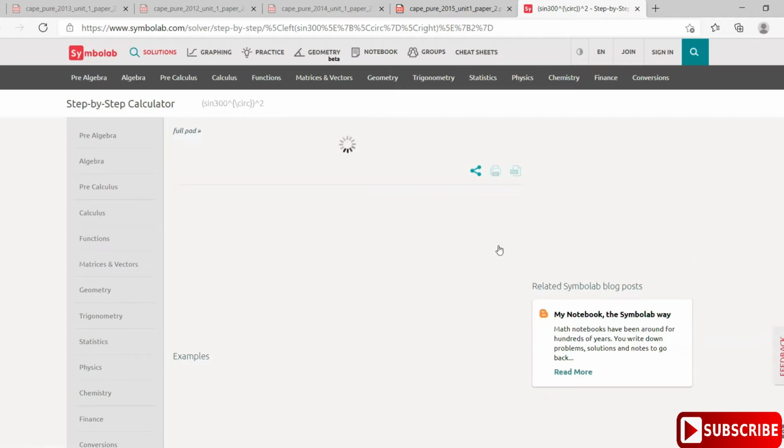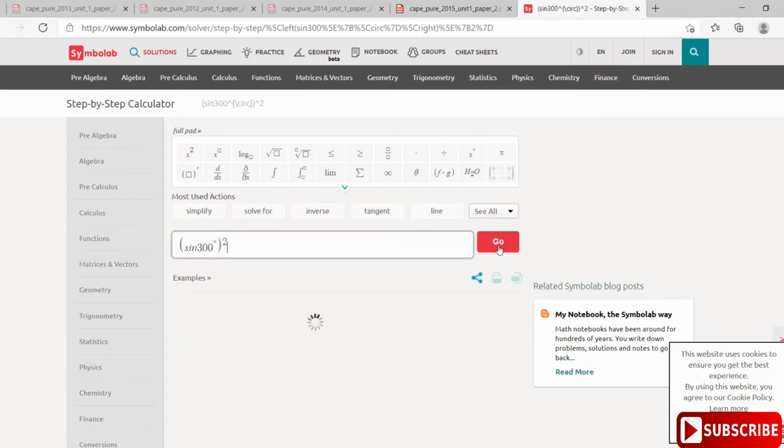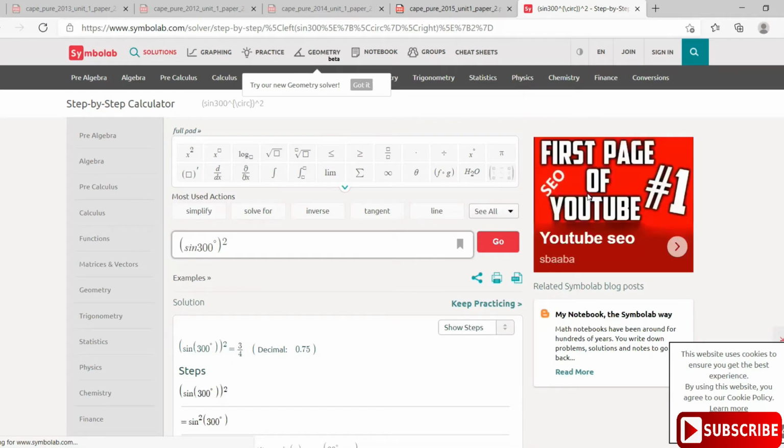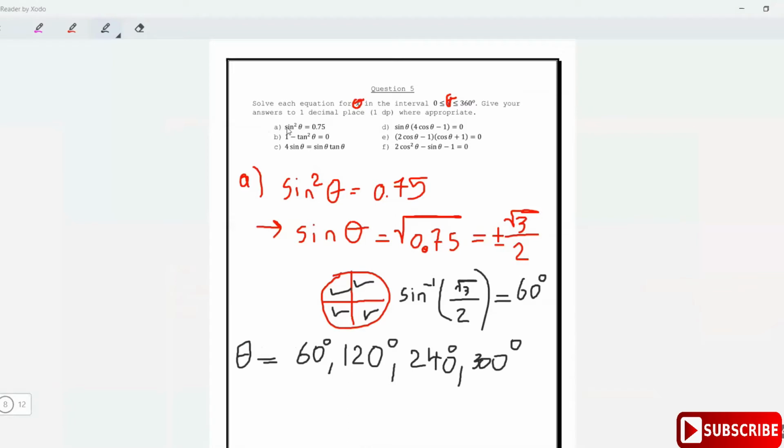That question we had to square root first, and we had to remember that when you square root sine, you get plus or minus. So part A, you have to remember when you square root, you get plus or minus. Easy question, solved. Let's look at part B now.